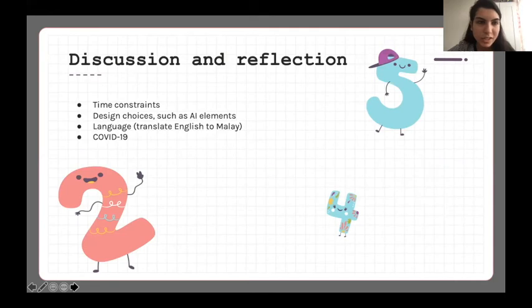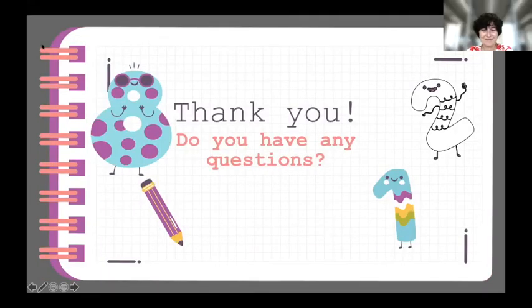Some points for discussion and reflection are time constraints and the design choices such as AI elements, why we did and did not make certain design choices. It's because sometimes of time constraints, and sometimes just to make the app, it doesn't have to be a super cool app, but it should just be tailored to the students' needs. The languages, because we made our prototypes in English. However, it would be favorable to have them in Malay, since that's the main language. And due to COVID-19, we weren't unfortunately able to actually collaborate with the students, which would have been nice. So this was our presentation.